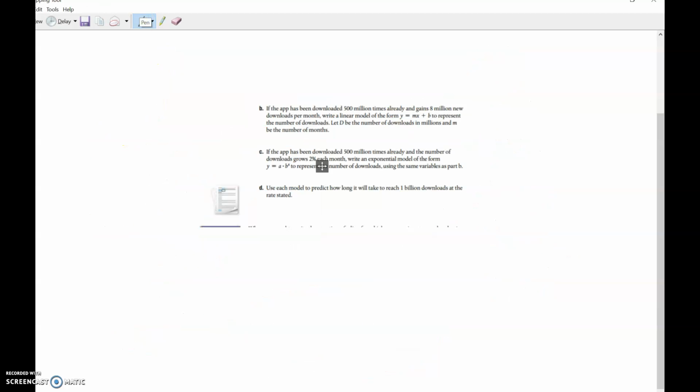Okay, so let's look at this one. The app has been downloaded 500 million times already and gains 8 million new customers per month. Okay, so notice that's per month. That is a rate, and it's constant. Like every month it's 8, 8, 8, 8, 8. Granted 8 million, but it's constant.